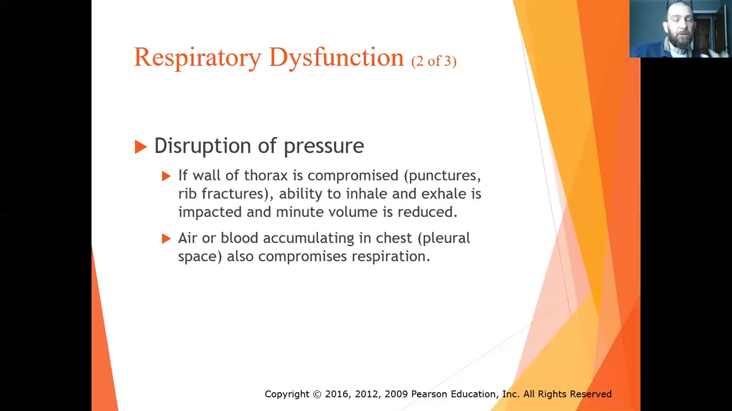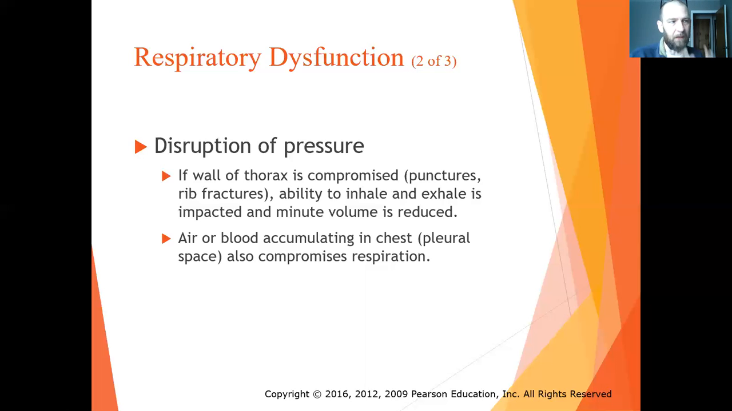This can lead to air and sometimes blood accumulating in the pleural space, and this can compromise our respiration. So, examples of this: let's say your patient was in a motor vehicle accident, not wearing their seatbelt, they got bounced around in there and they broke a bunch of ribs. Well, that's going to be incredibly painful just to take a breath if they've got lots of fractured ribs. And so maybe they're not taking as many breaths and they're taking very shallow breaths, right?